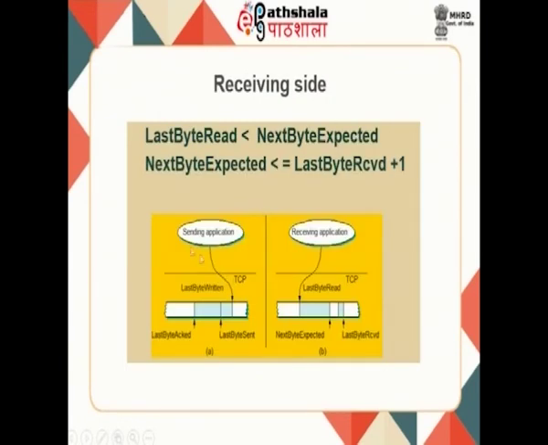Similarly, if we come to the receiving side, you will see that there are again two simple equations or inequalities that we need to adhere to. The last byte read will have to be less than the next byte expected. Obviously, you cannot read more than what has come in order. That is the first rule. And your next byte expected will be less than or equal to the last byte received plus 1. It will be equal to last byte received plus 1 if all the bytes you have received are in order. Otherwise, it will be less than the last byte received plus 1.